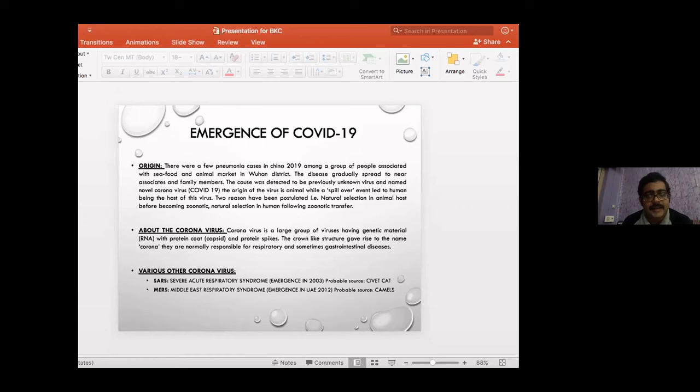We have seen in 2003 the occurrence of SARS, that is severe acute respiratory syndrome, which has a probable origin as civet cat, and also seen MERS, that is Middle East respiratory syndrome, in 2012 in UAE, and the probable source was camel.